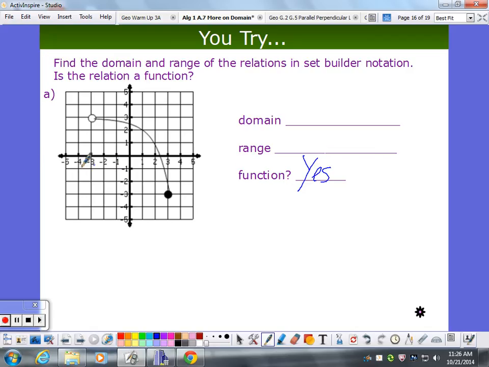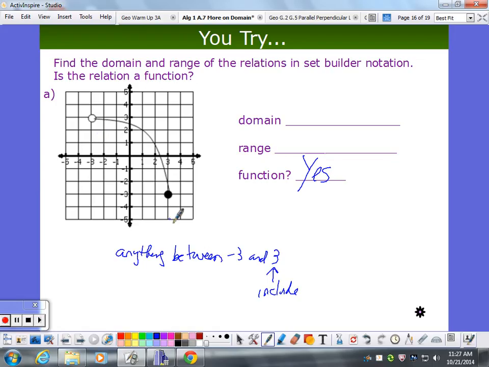Domain. That's going this way. What is the domain? Do it in words first. Don't worry about what the inequality is. What's the domain here? What are valid inputs? Anything between negative 3 and 3. Do I include negative 3 and 3? You include 3, but you don't include negative 3. Why is that? Because this is a closed hole and this is an open hole. Negative 3 is not part of the domain.